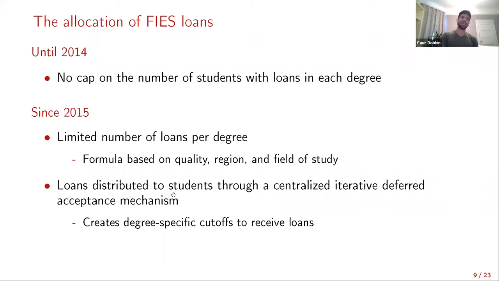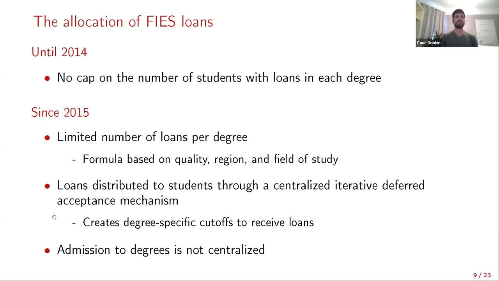I think she knows that the system creates a degree-specific cutoff to receive loans. So we have this competition for loans based on scores. The outcome of this allocation is that, let's say again, for economics at PUC Rio, the minimum score for people that got a loan was 700 points. So people scoring below 700 points couldn't get a loan specifically for PUC if they wanted, and people scoring above 700 points could. So it created a degree-specific cutoff to get the loans.